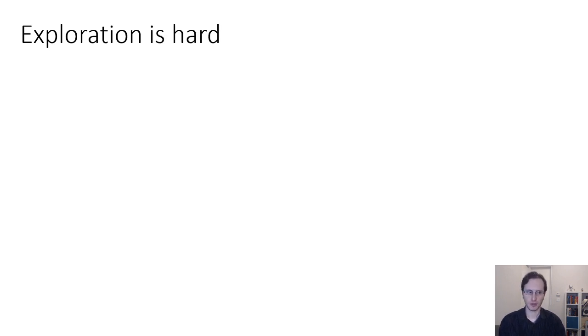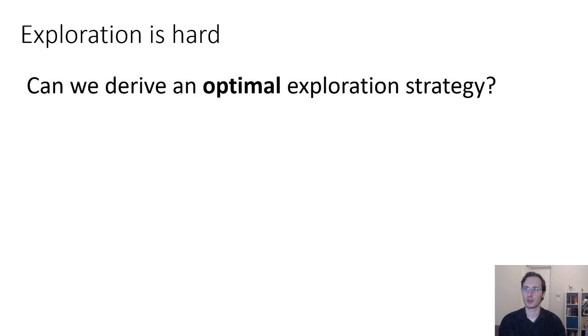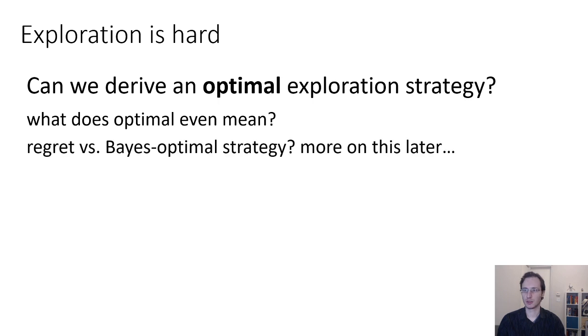Now, exploration is very hard, both practically and also theoretically. It's a theoretically hard and intractable problem. So a question that we might ask when we go to devise exploration algorithms is, can we derive an optimal exploration strategy? And that's actually what we're going to talk about in today's lecture. But in order to do that, we have to understand, what does optimal even mean? So one of the ways that we could define the optimality of our exploration strategy is in terms of regret against a Bayes optimal strategy.